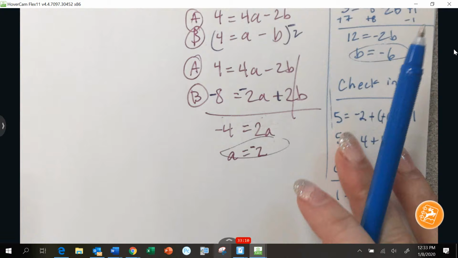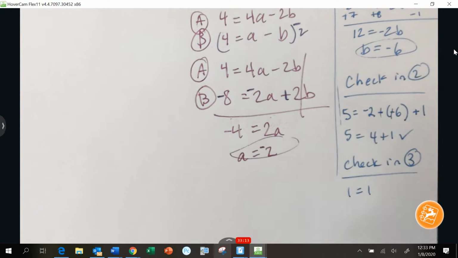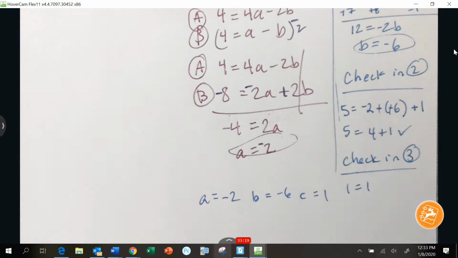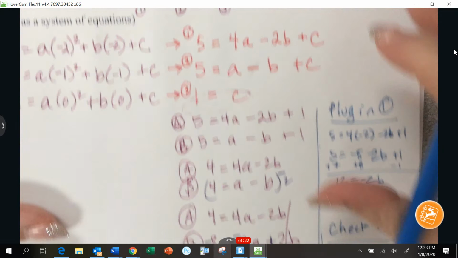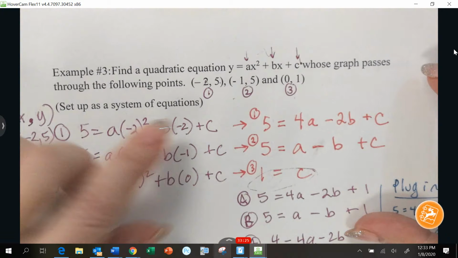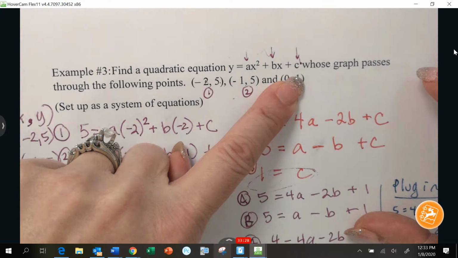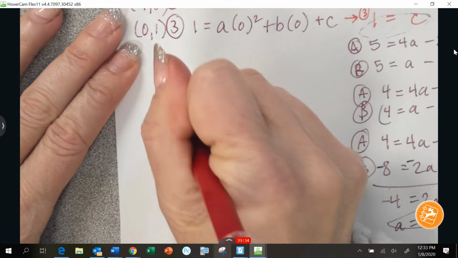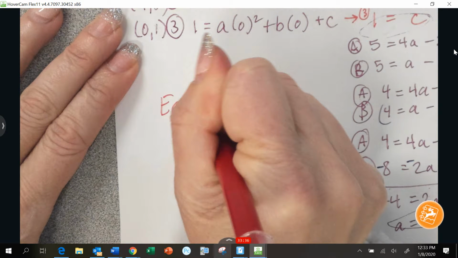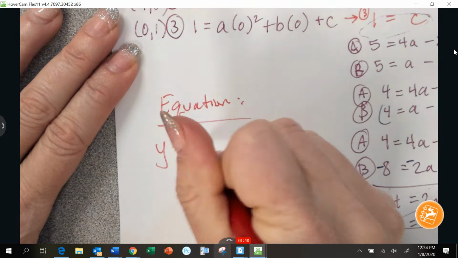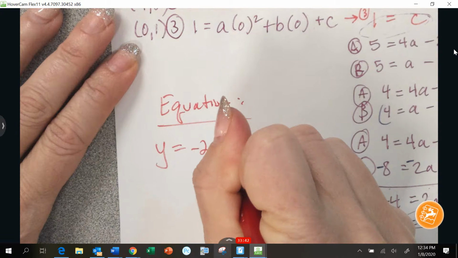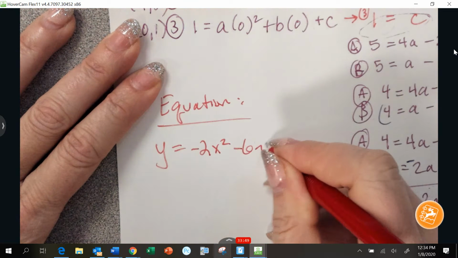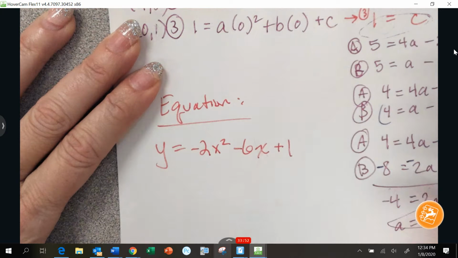Before I show you that extra check, my answer is not in order triple. I know that A is negative 2, B is negative 6, and C is 1, but what was I asked to do? Write the equation. So I'm actually going to put the A, the B, and the C into the equation. So my equation should be y equals, our A value is negative 2x squared, our B is negative 6x, and our C is 1.